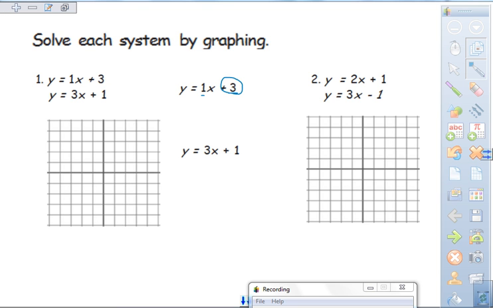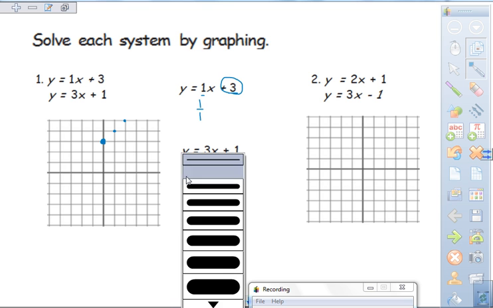So I want to graph my y-intercept first. So looking at the graph, I go up 1, 2, 3, and then I'm going to apply my slope. My slope is 1 over 1. So that's up 1, forward 1, up 1, forward 1. And then I just continue to make my dots.